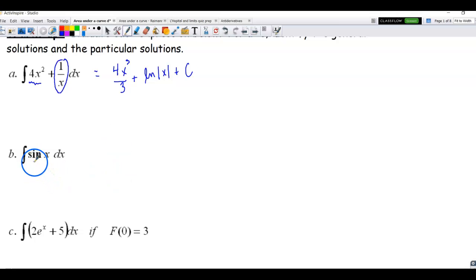Letter B. What function has a derivative of sine x? And we know that is negative cosine x plus the constant of integration. Because we're dealing with trig, make sure that you always check that, because tricky trig. I think to myself, the derivative of cosine is negative sine, times a negative gives me positive sine, so it takes me where I started, so I have that one correct. So the first two are good, and I have plus c.